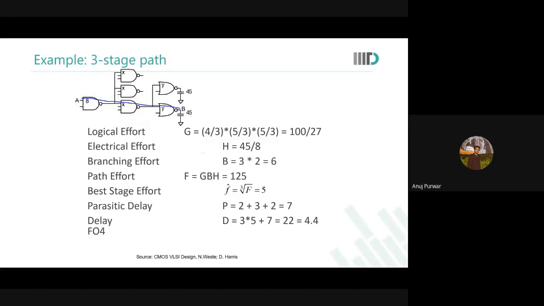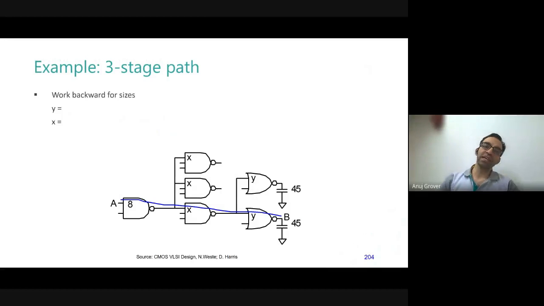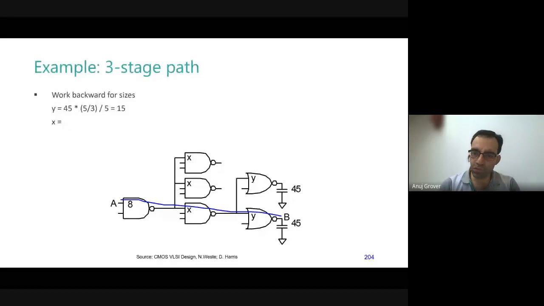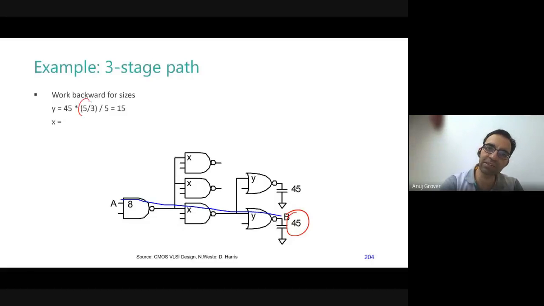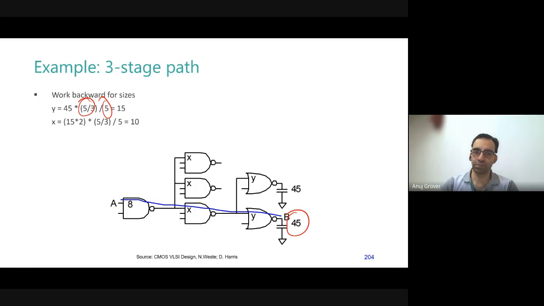Yeah. So now we want to find the sizes of these NOR gates and NAND gates, and we simply work it backwards. We say that this is 45. I know that this is a NOR gate, so my G is 5/3. I know F is 5, so Y is 15. And if Y is 15, I can find X accordingly by using the same formula, and I get X as 10.